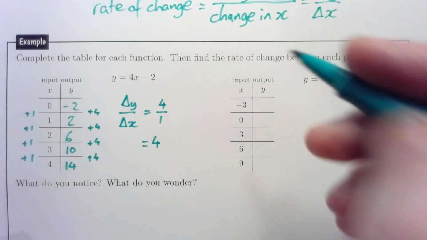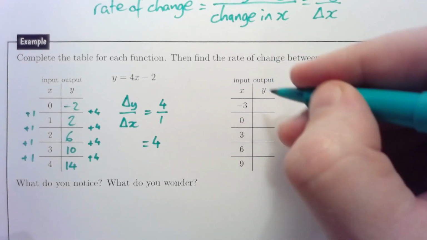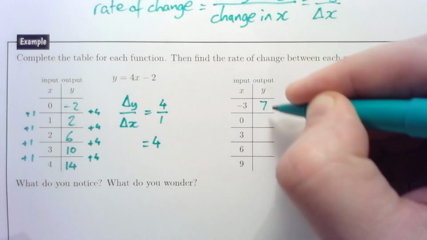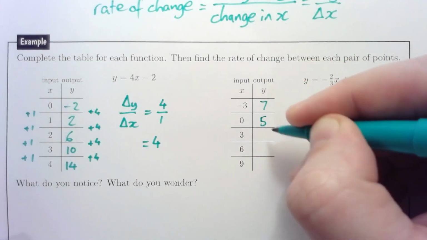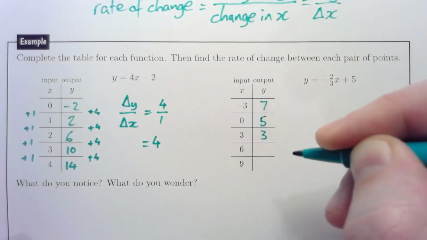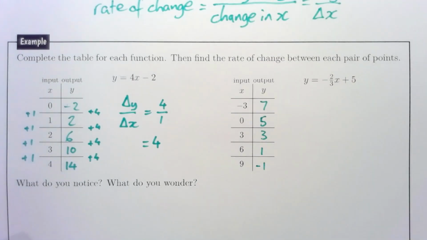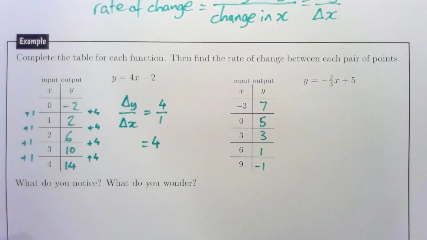Let's look at the next example, and we'll quickly fill this in. You can double check this if you want, but these should be the entries in this table. Okay, so let's look at the changes that we have here.